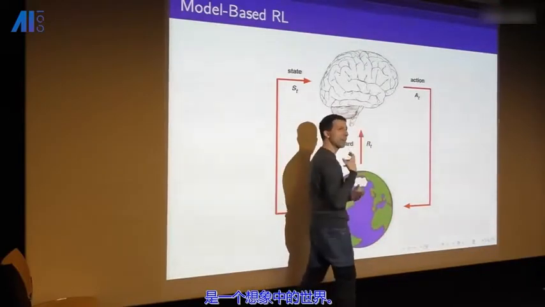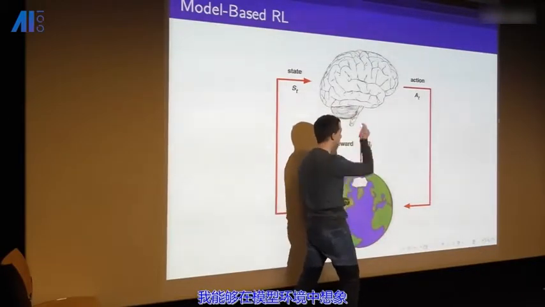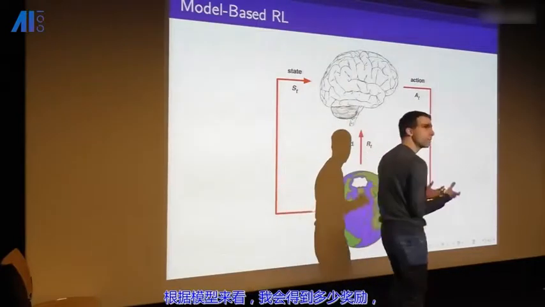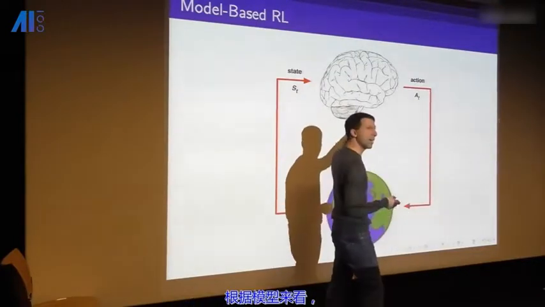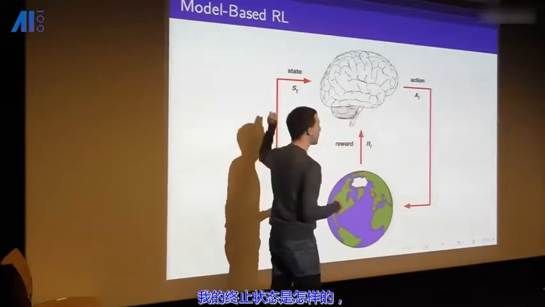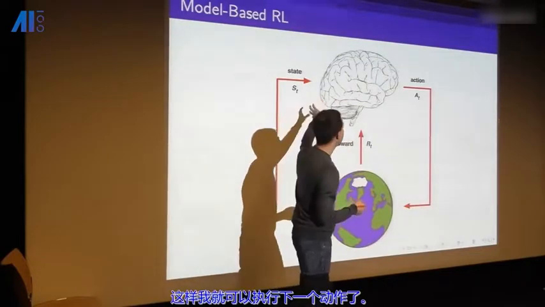It says, well, hang on, I can think about this. I've got this model of the world. I can imagine what would happen if I stepped forward in this world. How much reward would I get according to my model? What state would I end up in according to my model? And then I can pick another action.